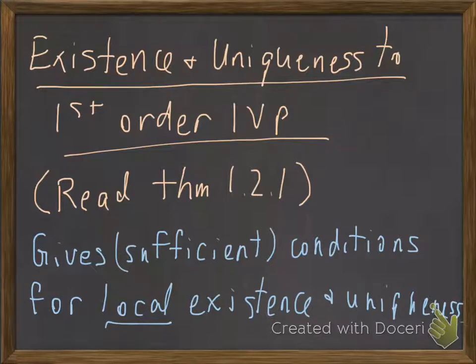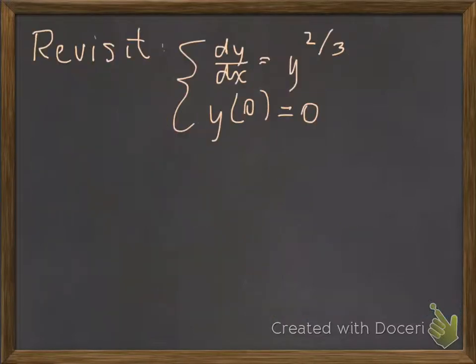The local caveat means that I'm only guaranteed a unique solution in some small neighborhood of my initial condition. And we'll parse through that theorem in class because it's kind of technically written, but that's the rough idea. So if my differential equation satisfies the criteria in Theorem 1.2.1, then I'm guaranteed a solution that is locally unique. So let's go back to our example of dy/dx equals y to the 2/3, y(0) equals 0, and see what went wrong.